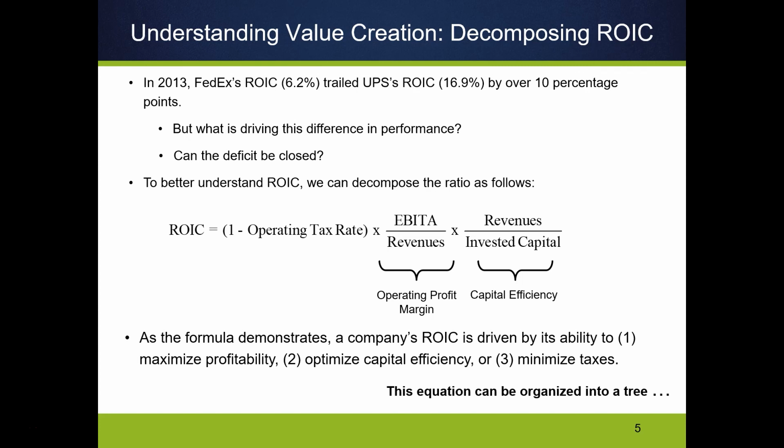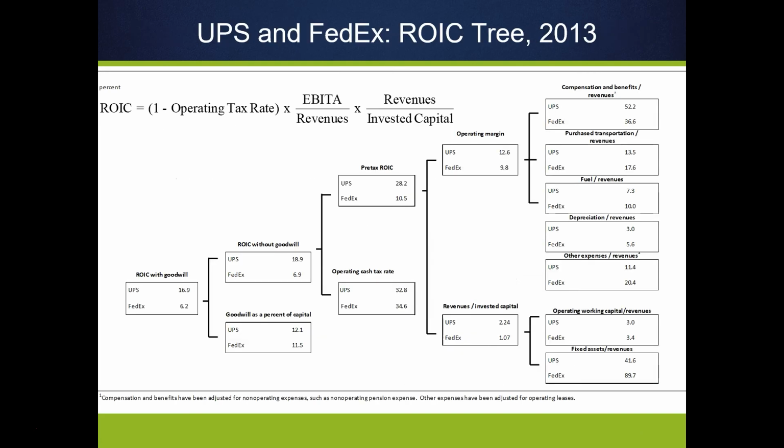First is the tax rate. Second is operating margin, profit margin, operating profit margin, and the last part is capital efficiency. Right? So we decompose ROIC into these three parts, and actually we can take it even a little bit further, and we can decompose it and form it into what we call a return on invested capital tree.